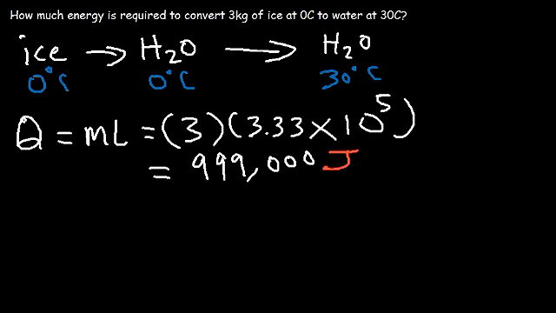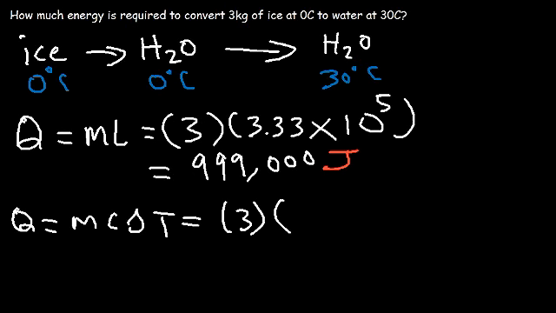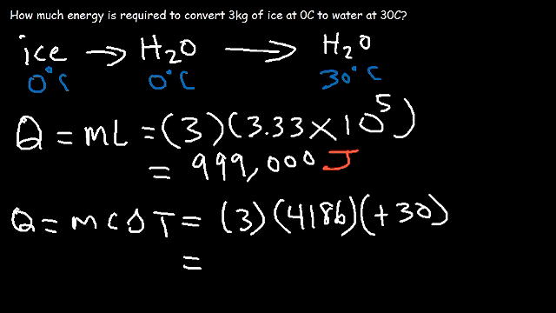Now what about the amount of heat required to heat up water from 0 to 30? Now that's a temperature change problem, so we need to use this equation. Q is equal to mcΔT. The mass is still 3 kilograms. The specific heat capacity of water is 4186 joules per kilogram per Celsius, and the change in temperature is positive 30. So the energy is 376,740. Well, that's not the total energy, but this is just the energy required to heat up liquid water.